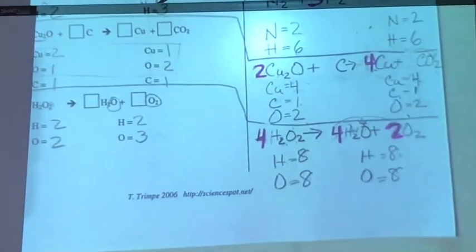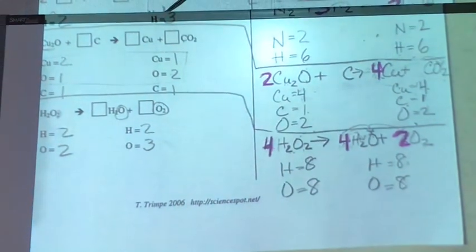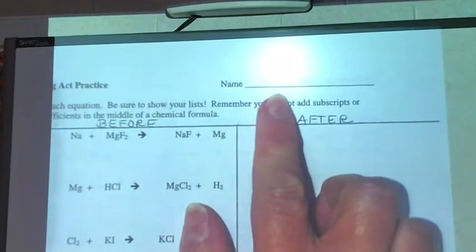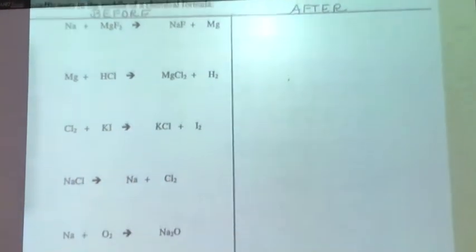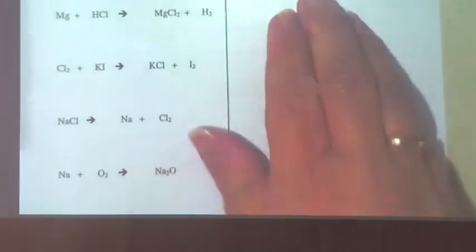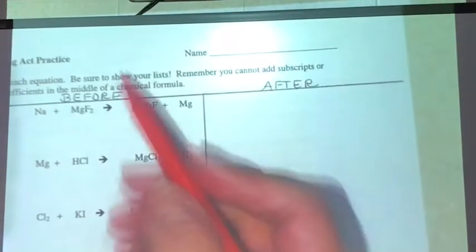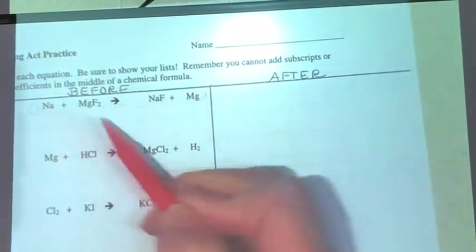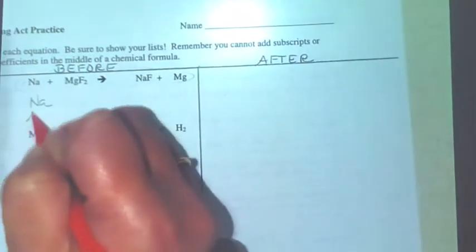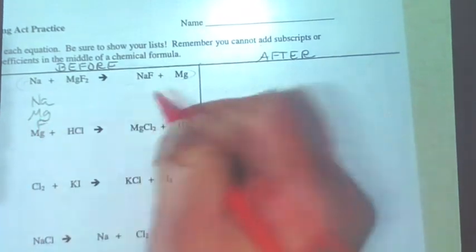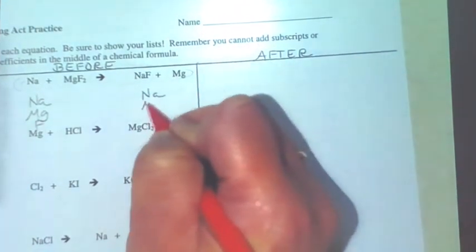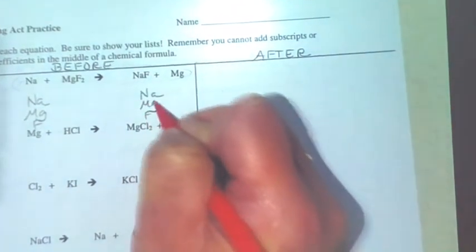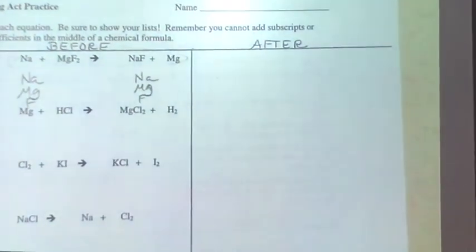All right, take a break for a couple minutes, come back, flip it over, make sure you put your name on this, and try the other side. Write out each before, okay? And then on the after side, you are recopying this whole formula and writing each element, right? N-A, M-G, F. You've got to do all the steps, because if you don't, this is never going to work.